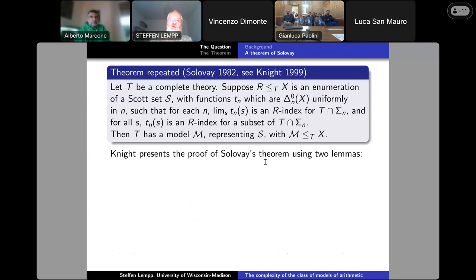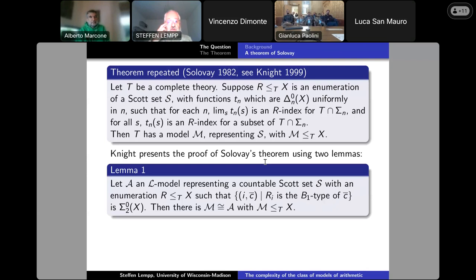All right, so I put the theorem back on top because I wanted you to be able to stare at it a little longer. And I also want to discuss a little bit about how Julia presents the proof of Solovay's theorem in her own way. Basically, she splits the proof into two lemmas. So lemma one is the following.